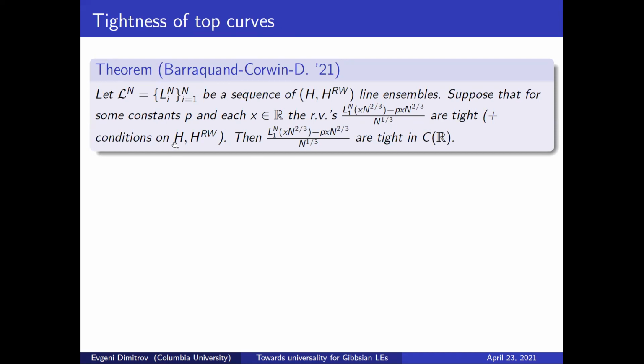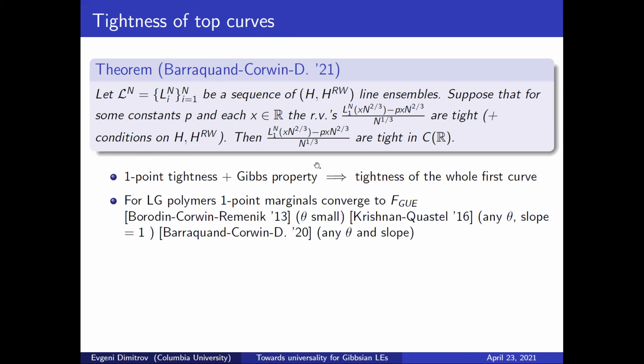But this is somehow a general framework for establishing tightness, right? We dropped the integrability of the log gamma polymer when we proved something for more general random walkers and interactions. Again, in simple words, what the theorem says is that if you have 1-point tightness plus a Gibbs property, that implies tightness of the whole first curve. And the log gamma polymer satisfies the conditions that we need as input for this theorem, because we not only know that the 1-point marginals are tight, we know that they converge to the Tracy-Widom distribution.